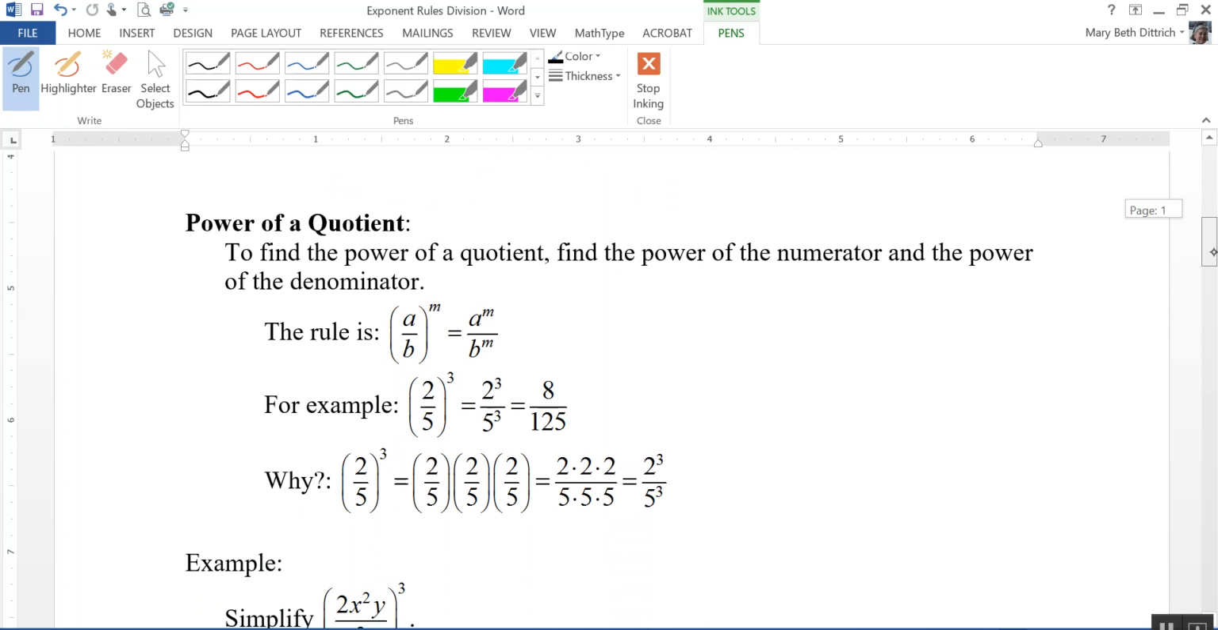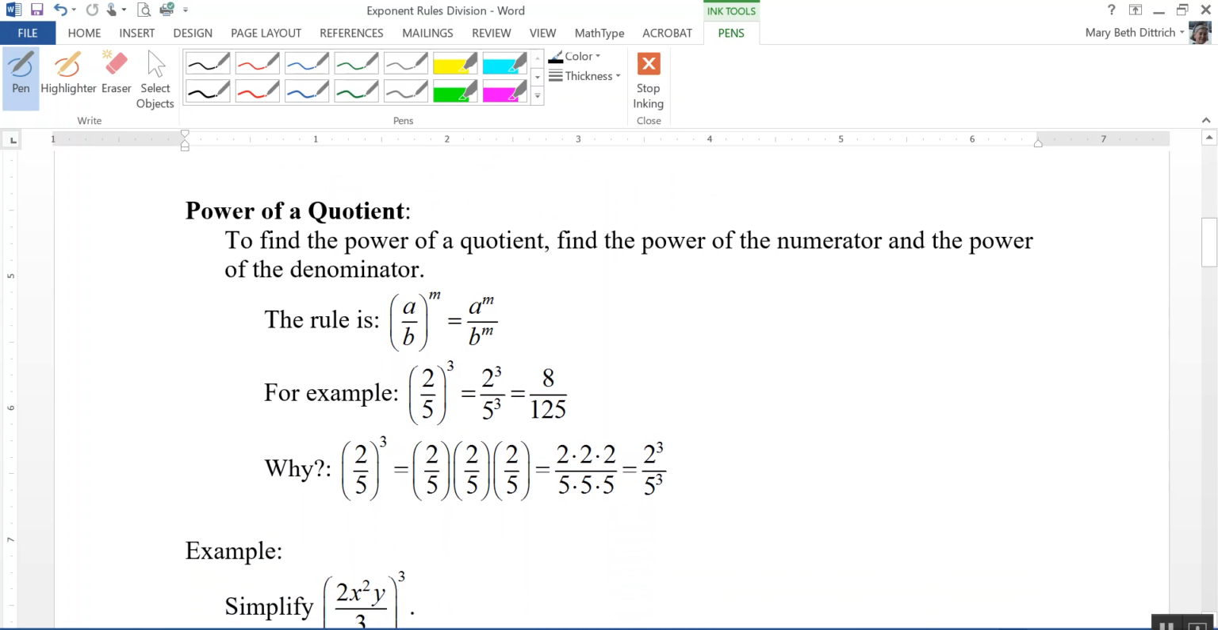Next rule is the power of a quotient. To find the power of a quotient, find the power of the numerator and the power of the denominator. The rule is the quotient a divided by b raised to the power of m is equal to a raised to the power of m divided by b raised to the power of m.